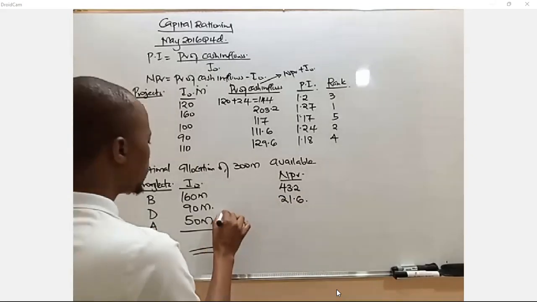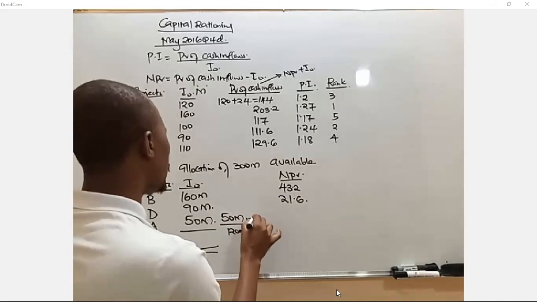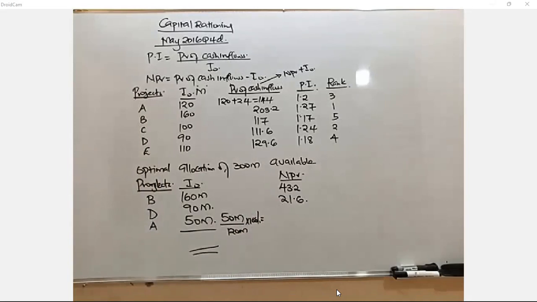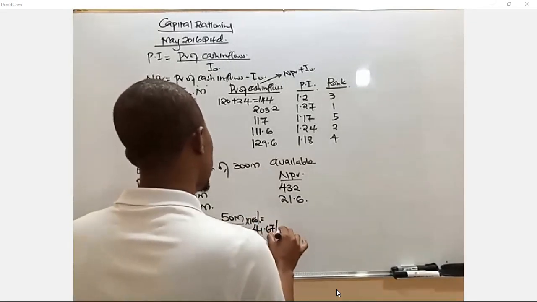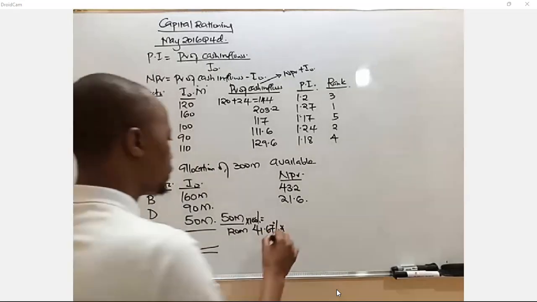So it will be 50 million divided by 120 million. You multiply by 100%. You ask yourself, what is the proportion here? Or you can equate: if 120 is equal to that, what about the other one? You're just going to get the same answer. So 50 divided by 120 gives 41.67%. Then you multiply it with our original NPV. Our NPV for A is 24, correct?